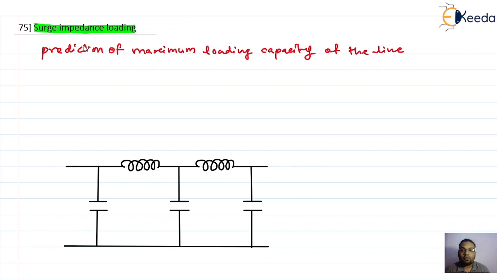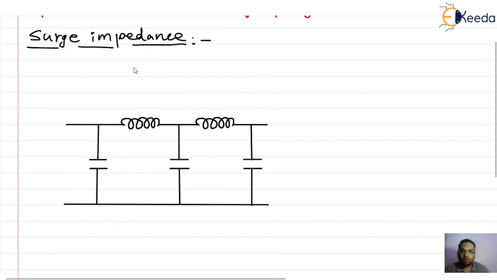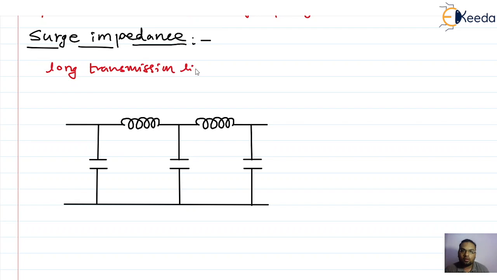Okay, so before we actually discuss what is surge impedance loading, let us first discuss the surge impedance. See, to understand the concept of this surge impedance, let us consider a long transmission line, whose length is, let's say, greater than 250 kilometer. Okay, a line having length more than 250 kilometer comes under the long transmission line.